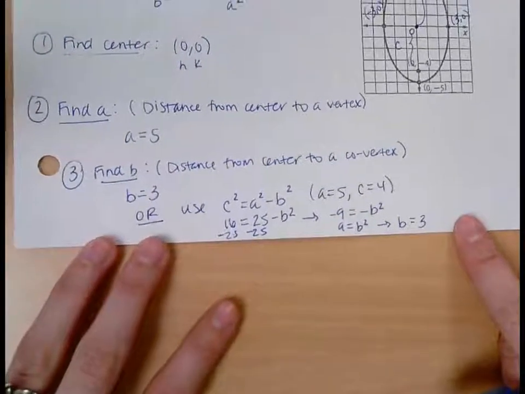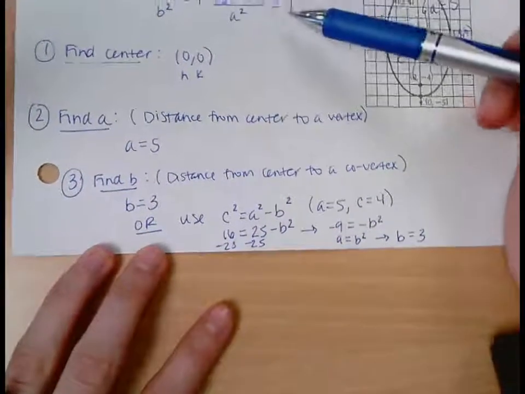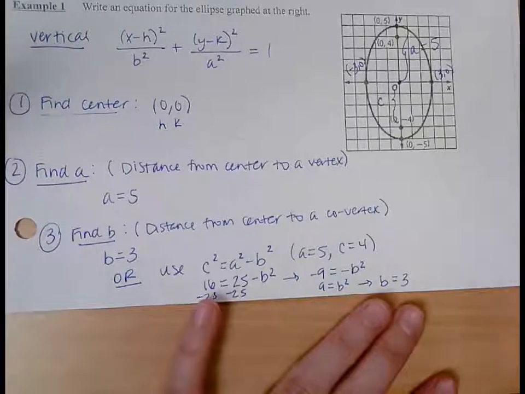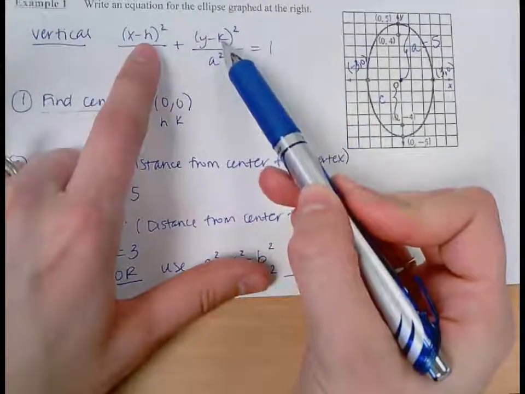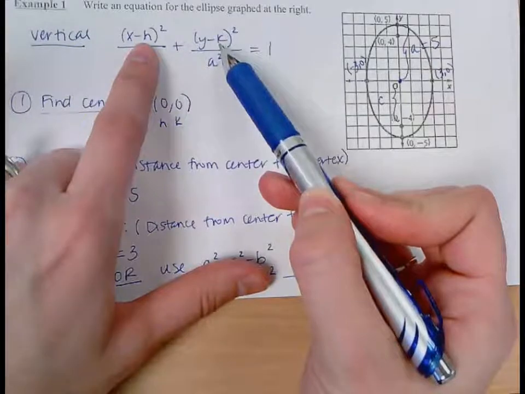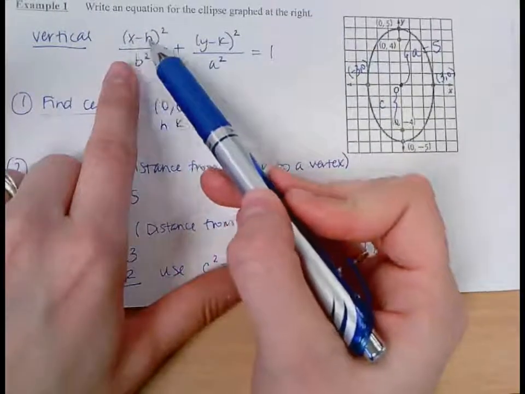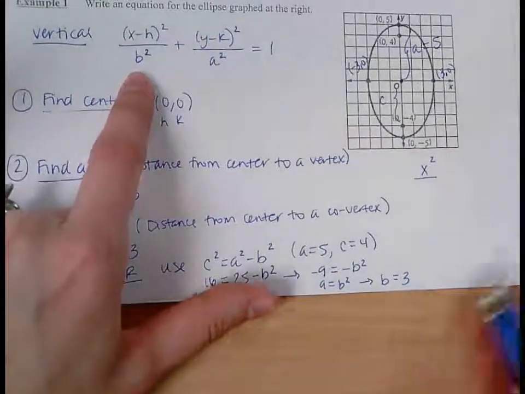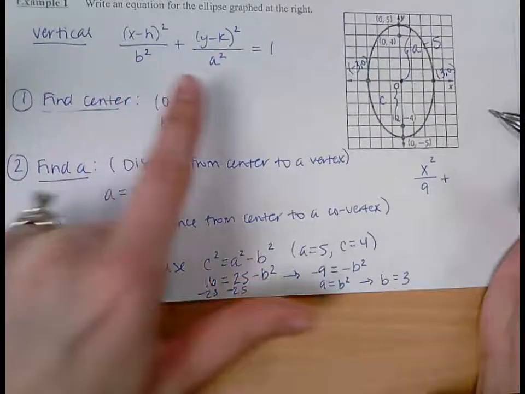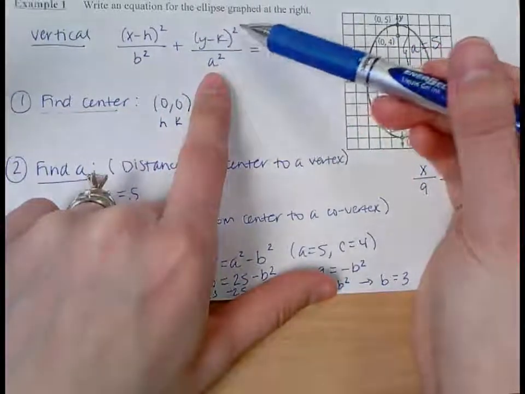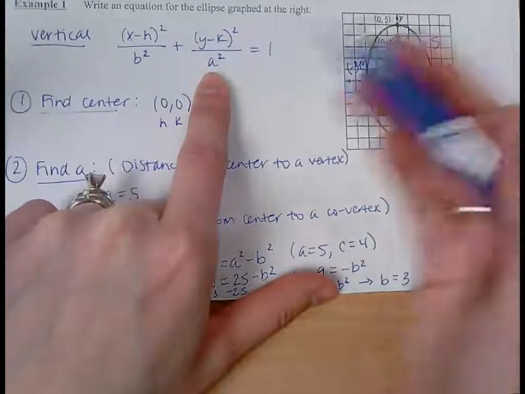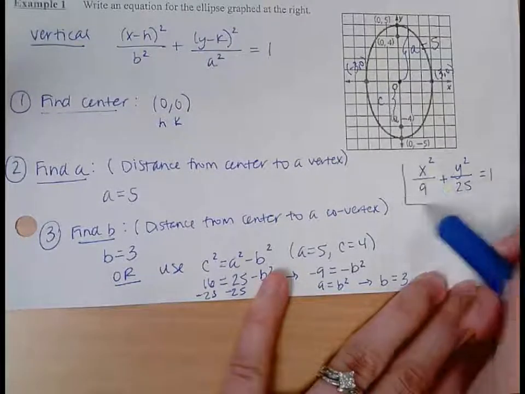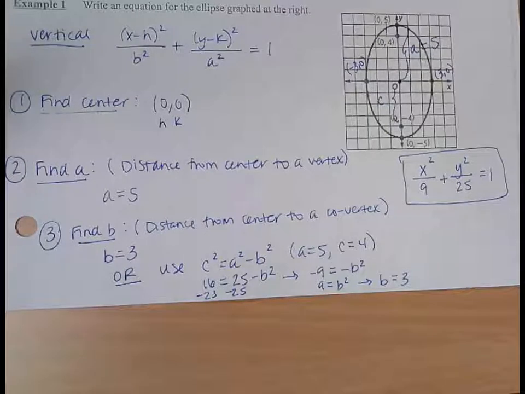Okay, but once you have H, K, A, and B, you have everything you need to then substitute into your formula to write your equation. So this ellipse would be, since H and K are both 0, you don't have to write the zeros in. You can if you'd like. But rather than writing x minus 0 squared, I could just write x squared over b squared is 3 squared, which is 9, plus, again, rather than writing y minus 0 squared, I can just write y squared over a squared is 25, and that equals 1. So that's the equation of that ellipse.